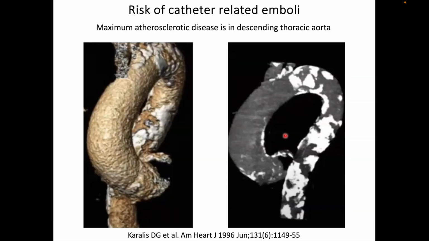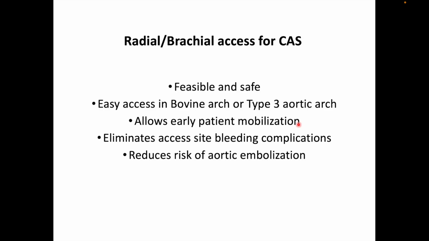Now, maximum atherosclerotic disease is in the descending thoracic aorta. Look at this disease extent here. So you've always got to be careful that the risk of catheter-related emboli is maximum here. So you should always advance your catheter with a wire ahead of it.